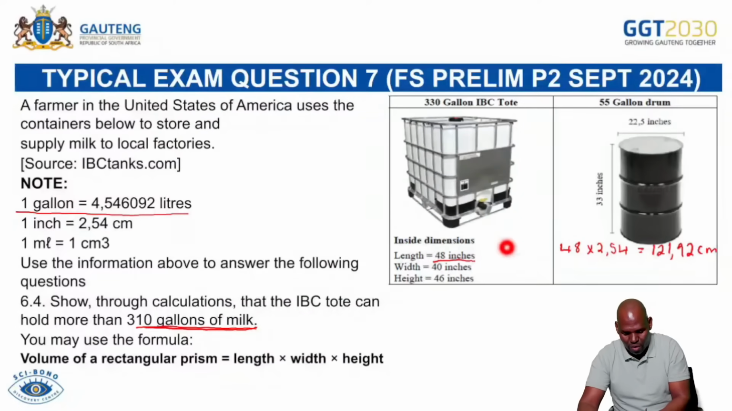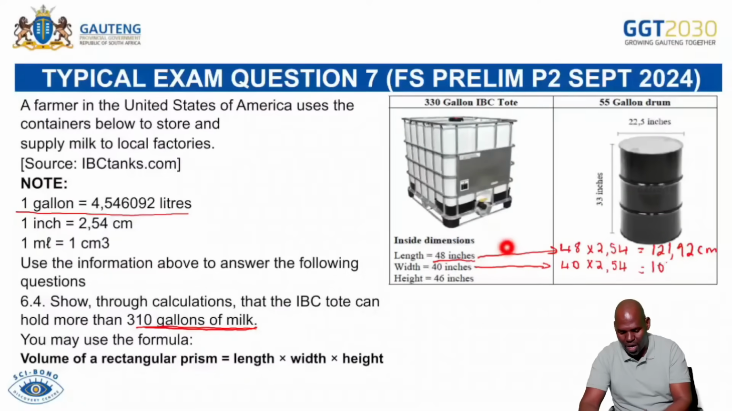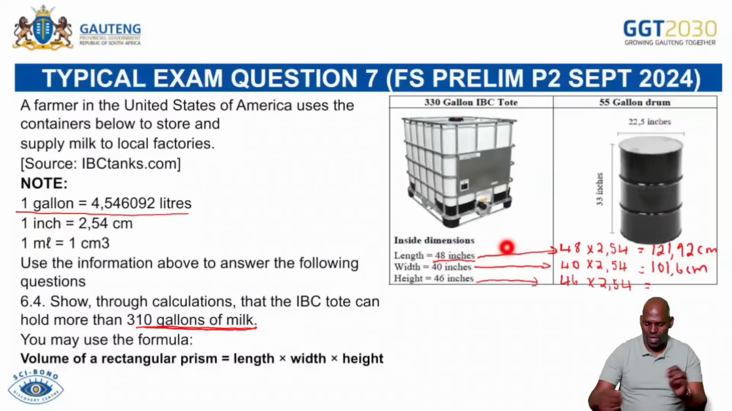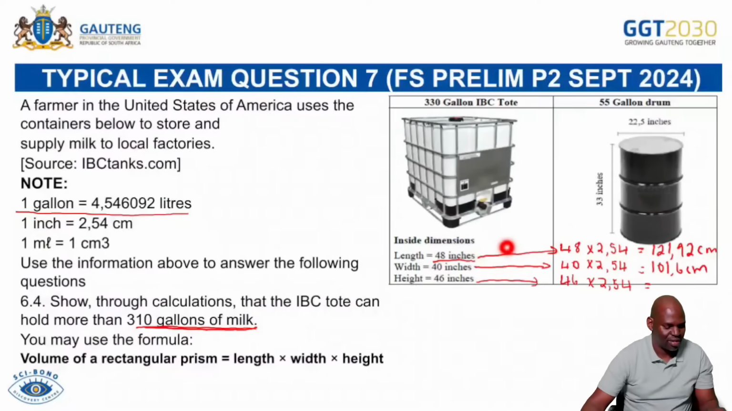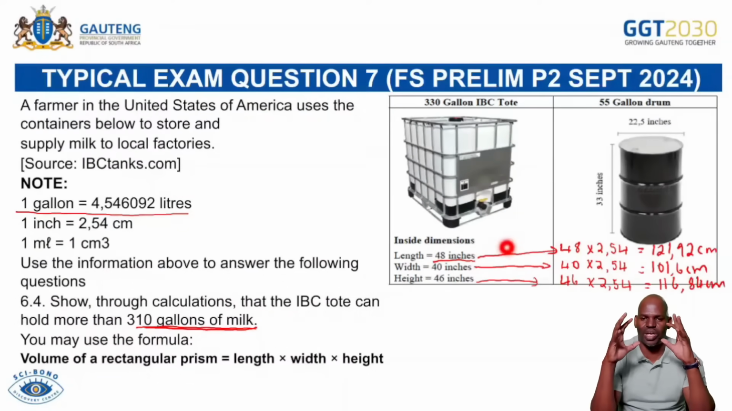Then I go to the width. For the width, I'm going to have 40 multiplied by 2,54, and I'm getting 101,6 centimeters. Then the third one, the height. I take 46 and multiply by 2,54. You all know the method of conversion. On my calculator, 46 multiplied by 2,54 gives 116,84 centimeters. Now I've got all the dimensions in centimeters.